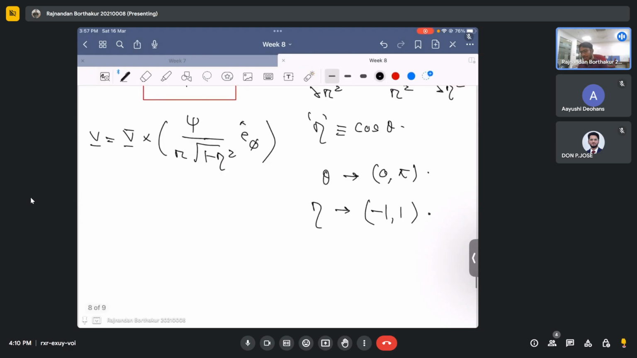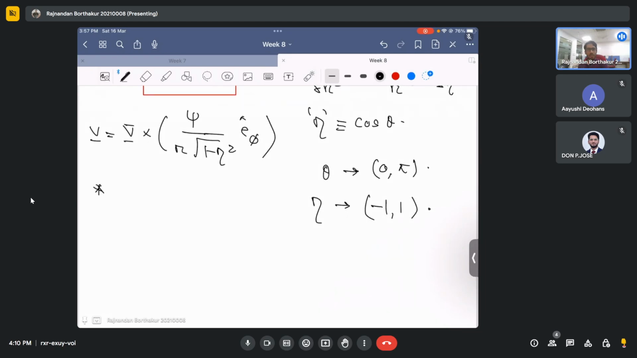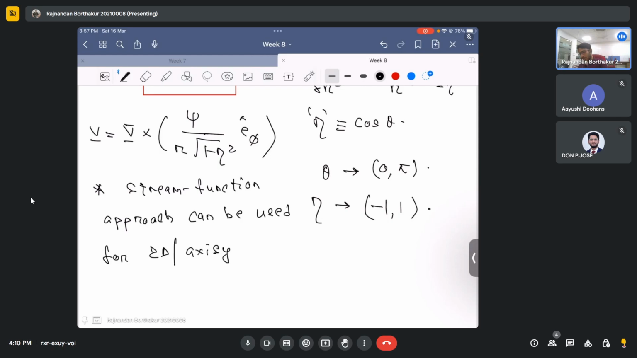So as I have already said, the bottom line of this analysis is that this stream function approach can be used for 2D or axisymmetric problems. Okay, this is important. That's one limitation of the stream function approach, so by the techniques that we know, we can use this stream function.